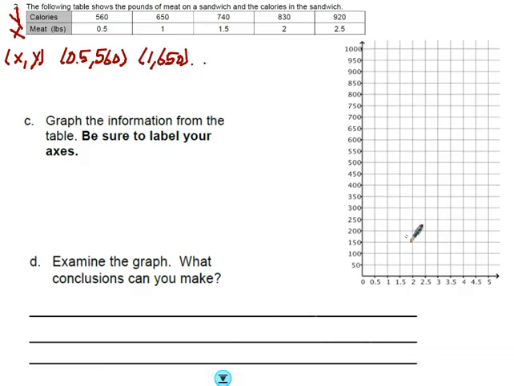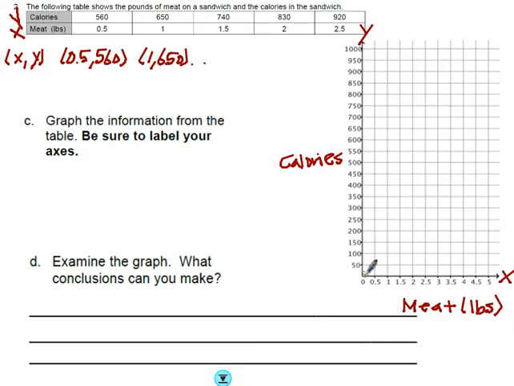So when graphing, we need to label the axes first. Since the x values are the meat on the x-axis, which is the horizontal, we're going to label the x-axis as meat. And then this is in pounds. The y-axis, we're going to label that as calories. Then we're going to plot it.